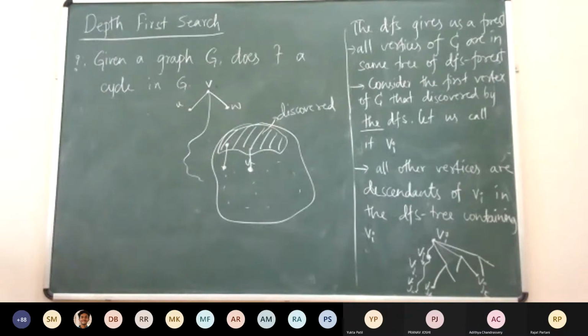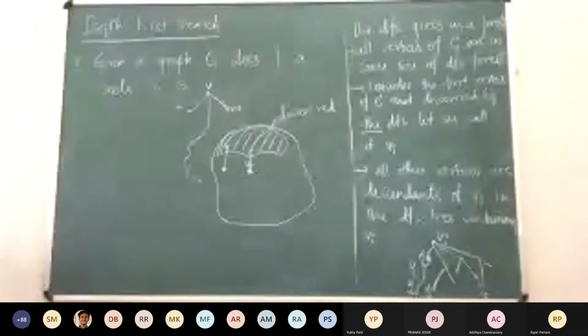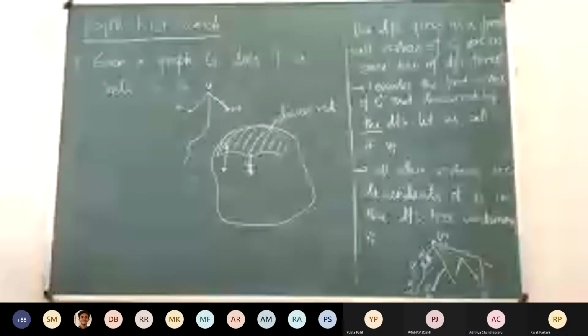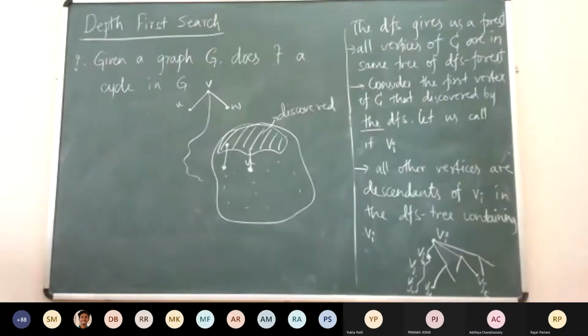So what you are saying is that since V was discovered first, whatever you discover later, so at some point if you discover U, then along the same branch you'll discover W, and W will be a descendant of U. That's what you are saying, right? Yeah. So why is that true?